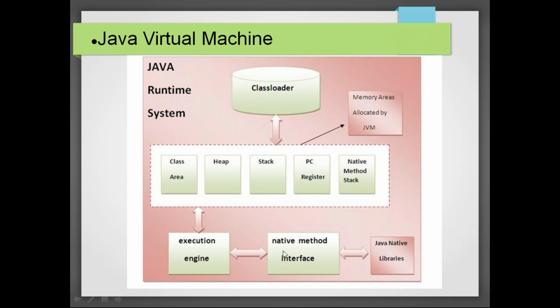And this is my native method interface, which will load all the APIs or inbuilt functions or inbuilt classes that are already available in Java. So that will be loaded in this native method interface. This will get all the data from my library. So that is the diagram I have shown you here. This is the complete structure or architecture of the JVM. We'll understand it better when we start to write a program and execute it. Is that clear?